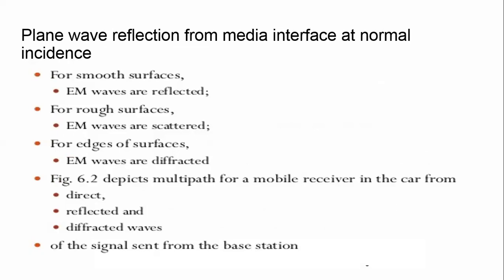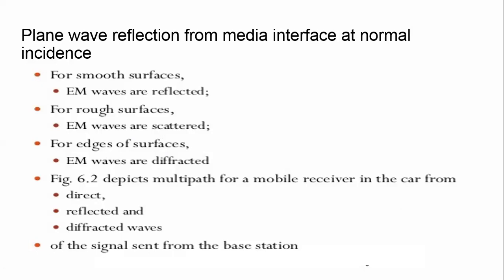Similarly, while you are learning about plane wave reflection from a media interface at normal incidence, we should know how my EM wave is reflected, how it is scattered, and how it is diffracted. All these cases totally depend upon the surface which you are going to use. If the surface is smooth, definitely the EM waves are reflected. If the surface is rough, then the EM waves are scattered. If the surface is of edged type, the EM waves are diffracted. We should be aware of how they are transmitting, receiving, and propagating in space. So it totally depends upon the surfaces.